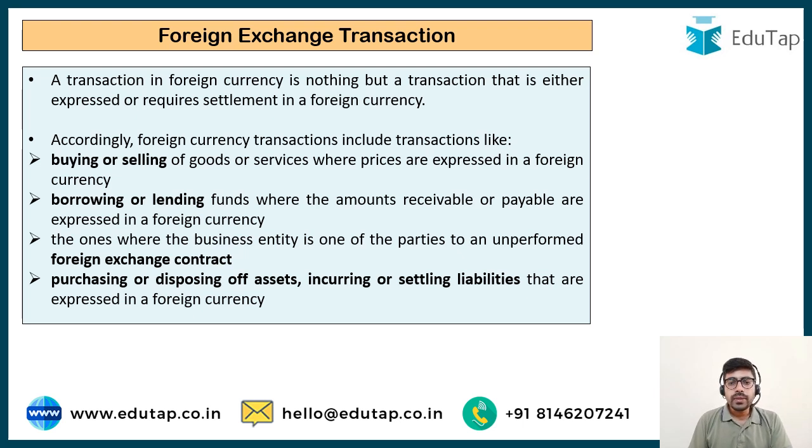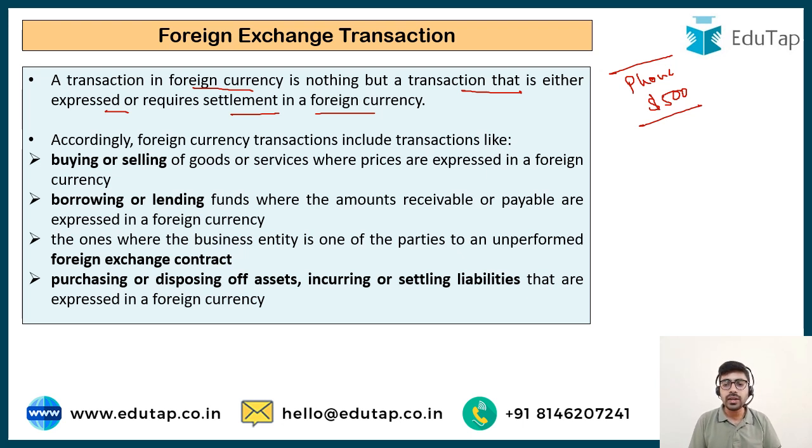So now this Accounting Standard 11 defines a foreign exchange transaction. It says a transaction in foreign currency is nothing but a transaction that is either expressed or requires settlement in a foreign currency. So if we had bought mobile phones at $500 each, this is a transaction in foreign currency because it is expressed in foreign currency and it is also going to be settled in foreign currency.